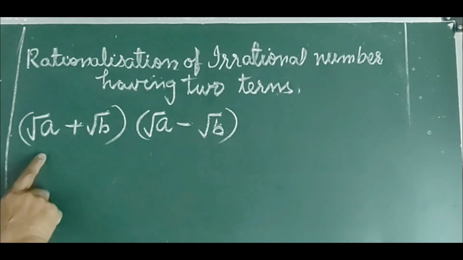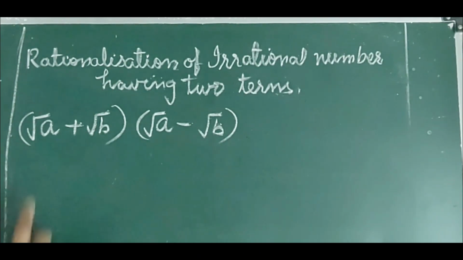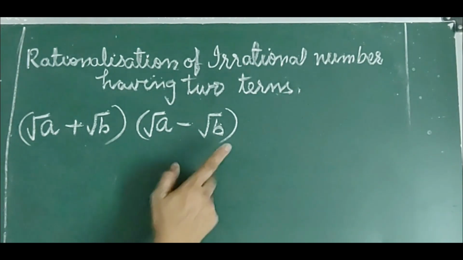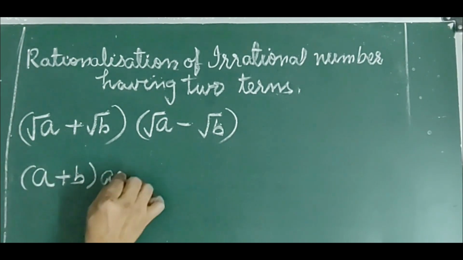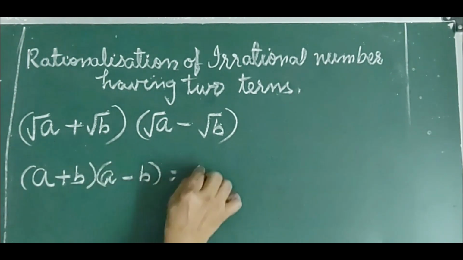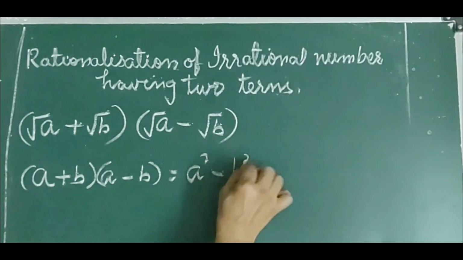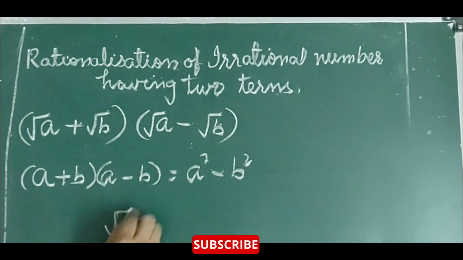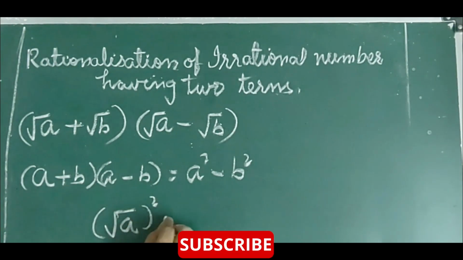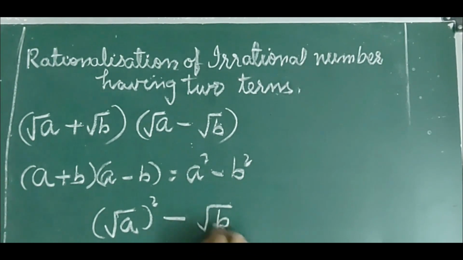Now, this is in the form of the third identity, a plus b into a minus b. So, we know the identity a plus b into a minus b is equal to a square minus b square. So, we can write this as a square, that is root a the whole square, minus root b the whole square, that is equal to a minus b, and a minus b is a rational number.